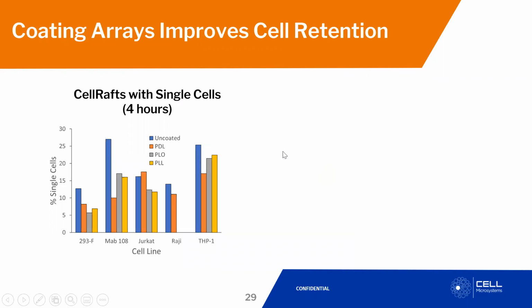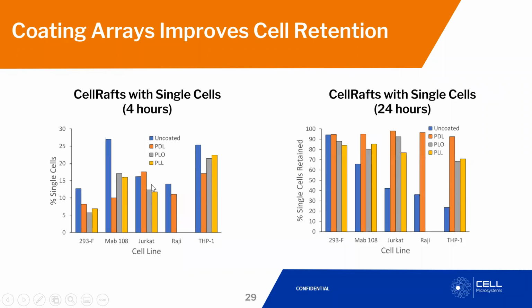So using the software, we were able to identify which of the rafts actually had a single cell 4 hours post-cell seeding. And again, this is very cell independent, but the general trend is that coating the rafts does give you more single cells and a higher percentage using the coatings for every single cell line, with the notable exception of the 293 freestyles.